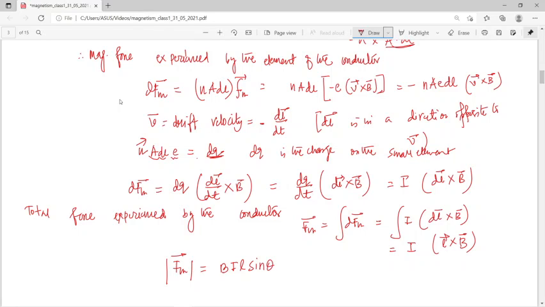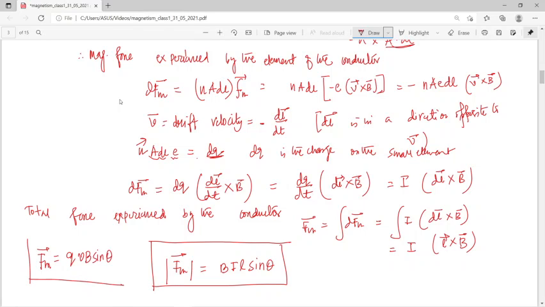That means the same thing: earlier we got the magnitude of the force as q v B sin theta, and similarly we can derive that the magnetic force can be written in another format, that is nothing but BIl sin theta.